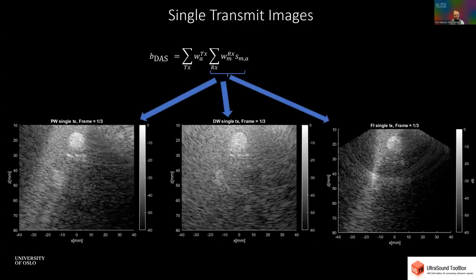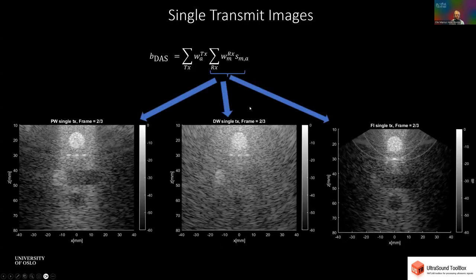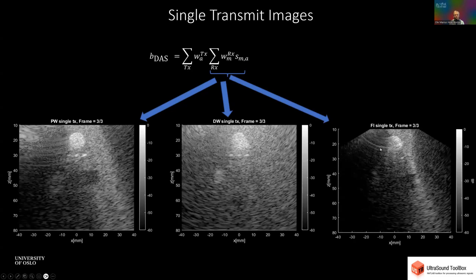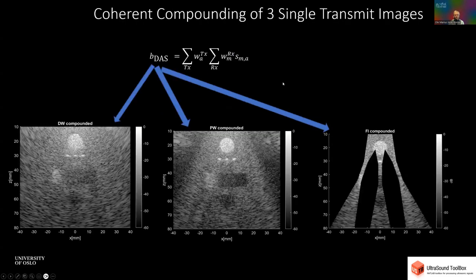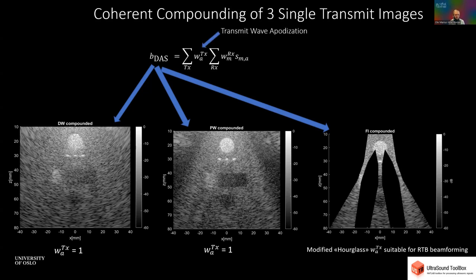The images we already showed you were single transmit images of plane waves, diverging waves, and focused transmissions, and we were displaying the sum over the Rx data. We can further sum over the transmit dimension, basically doing what's known as coherently compounding. But a crucial part here is this transmit wave apodization. Here we used no transmit wave apodization for the diverging wave and the plane wave, but for the focus transmission, we used the modified hourglass, resulting in RTB beamforming.